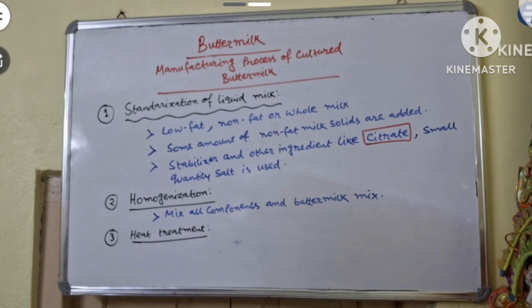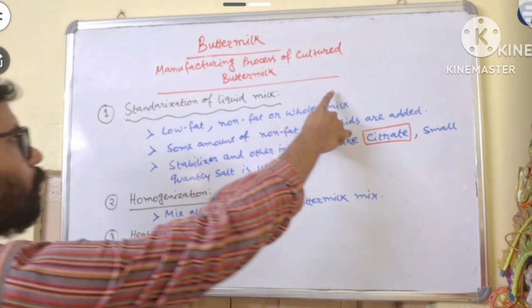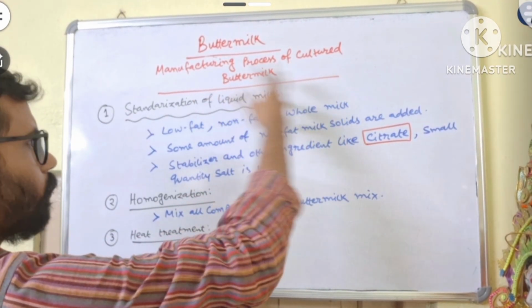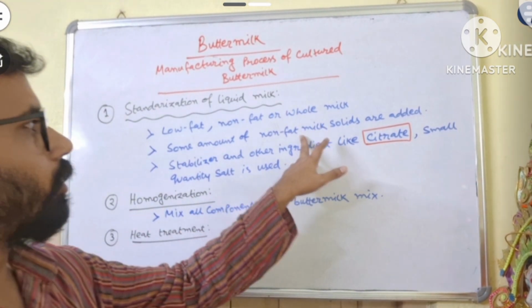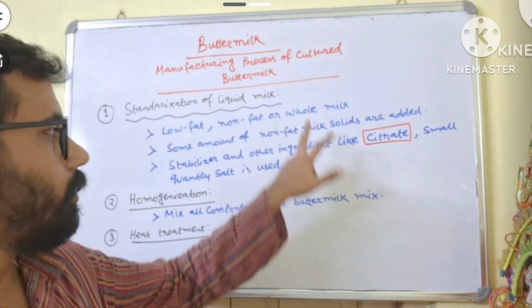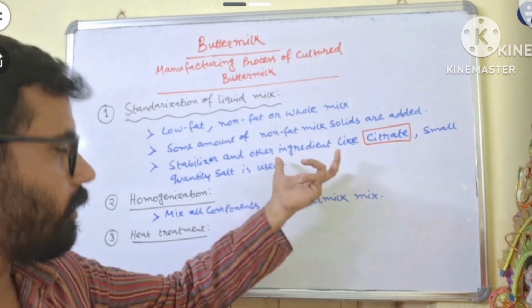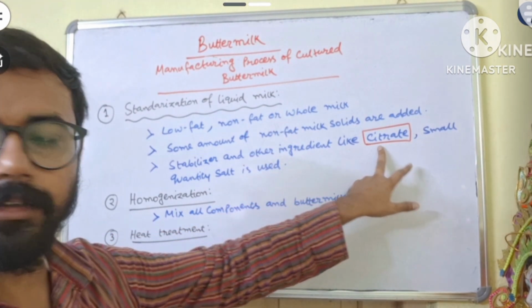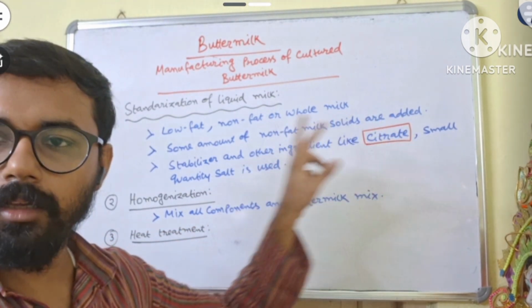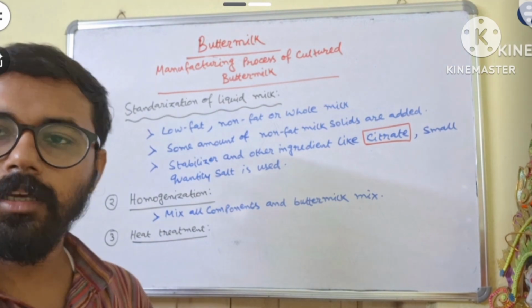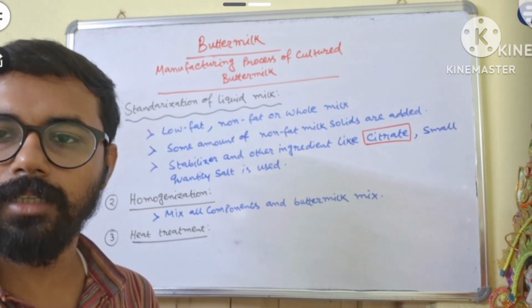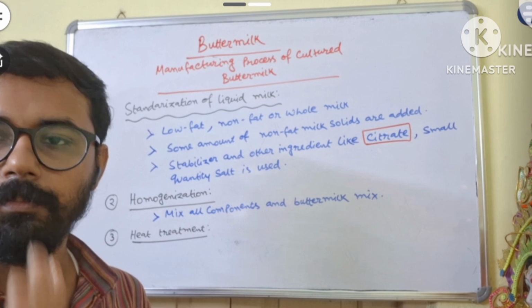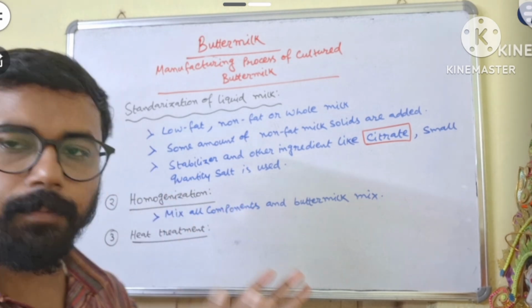Mix all the components means you take the whole milk or non-fat or low fat, whatever kind of milk you use. Then you use the non-fat solids. It's an optional step, but sometimes added, as well as the citrate and the salt. You use them in the mixing process, so it needs to be properly mixed. Other than that, no homogenization is done. That's why properly mixing makes the buttermilk mix.